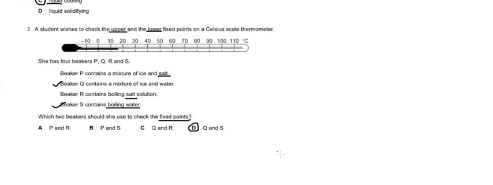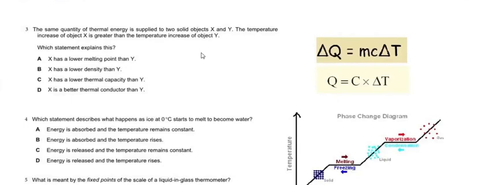Okay, so we'll see now problem number 3. Now you can read question number 3. The same quantity of thermal energy is supplied to two solid objects X and Y. The temperature increase of object X is greater than the temperature increase of object Y. Which statement explains this result?